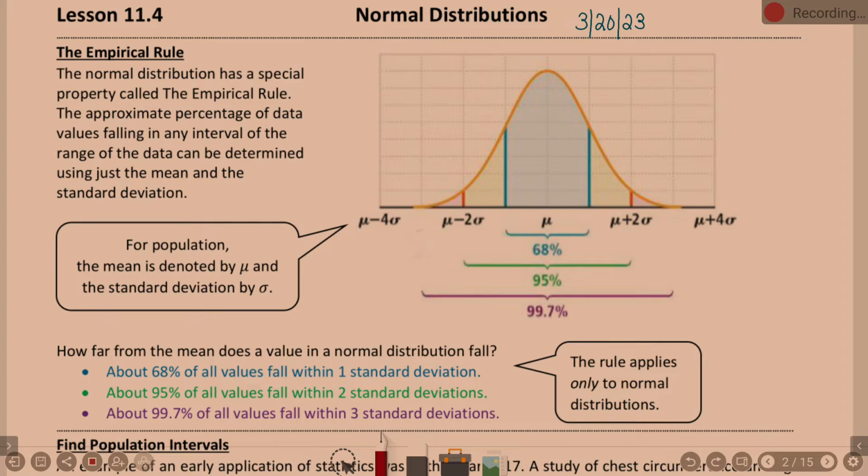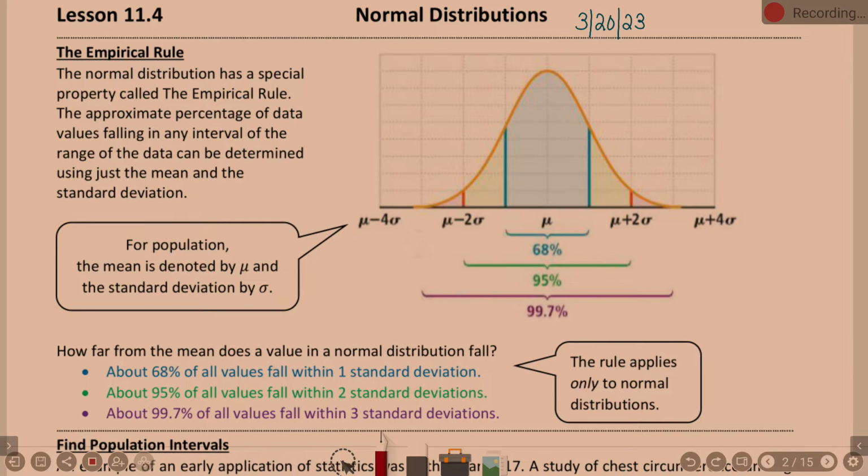Now it falls under something called the empirical rule, and that is what our focus is on today. The normal distribution has a special property called the empirical rule. The approximate percentage of values falling in any interval of the range of the data can be determined using just the mean and the standard deviation.